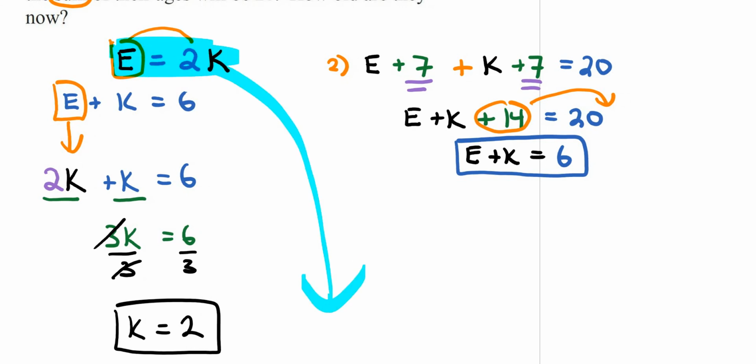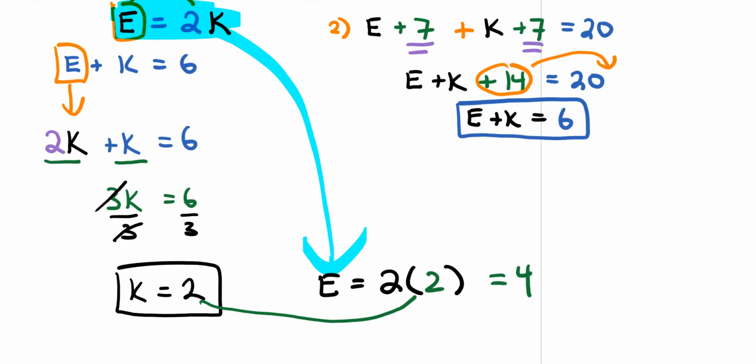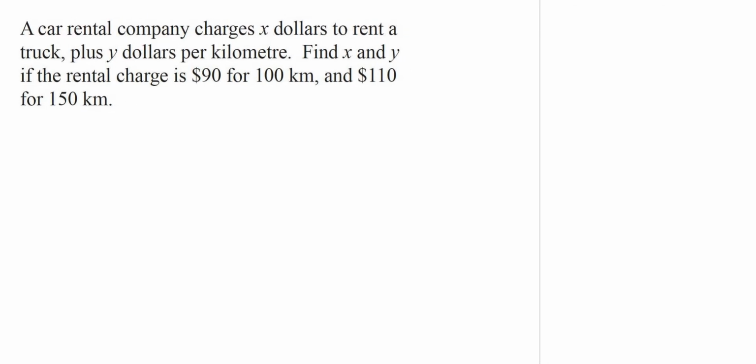we know that Ellie is 2 times Kate's age, right? So Ellie is 2 times Kate's age, and Kate's age is going to be 2, right? So 2 times 2 is going to be 4. So Ellie is 4 years old, and Kate is 2 years old. Okay, that's it for that question, and then let's go into the last question on this homework video guide, and then we'll do some of the harder questions on the next video.